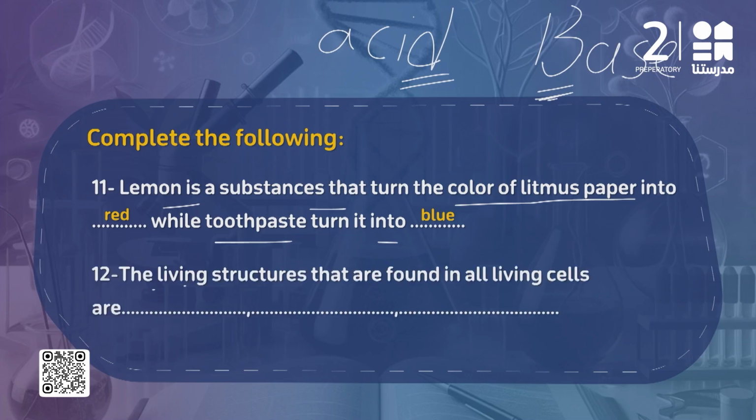Question number 12 says: the living structures that are found in all living cells are. We have ribosomes, cytoplasm, plasma membrane, and nucleus. It's basically found in all different types of organisms. Correct. Choose the correct answer.